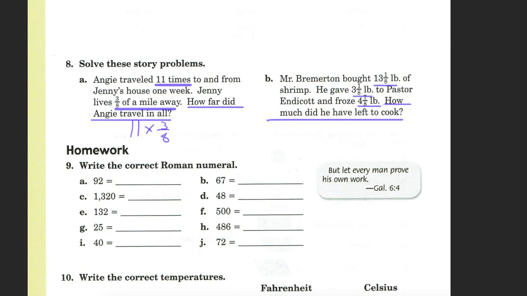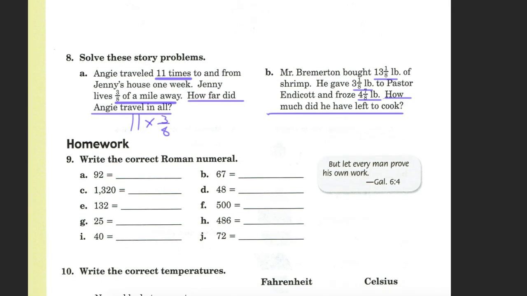So he bought 13 1/8 pounds, and he gave away 3 1/8 pounds, so that's subtract, right? And he gave away another 4 7/8. So how much do you have left to cook? So solve that, and that will give you the answer.